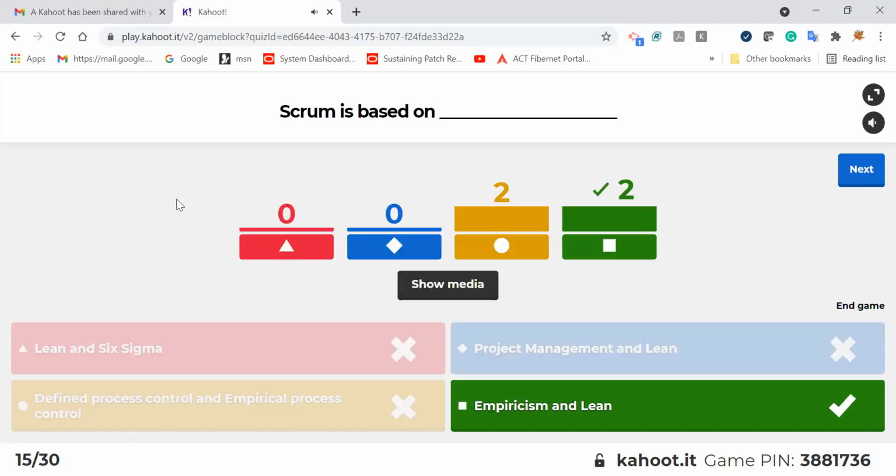Good. Empiricism and lean is the correct answer. I see like two other people selected. Okay, defined process control and empirical process control. If you see, we always mention there is no defined process control. Scrum is very flexible. From day one onwards, I've been telling, it's a very flexible framework. You can modify whatever. It's not a defined process, although it is empirical process control.